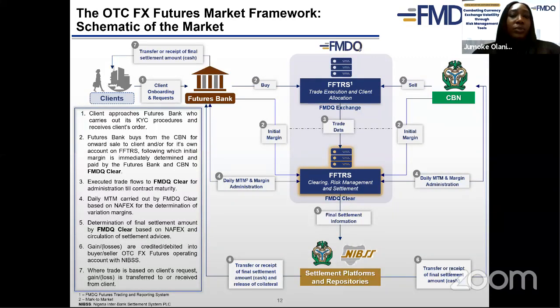When that is done on FFTRS, the transaction flows into the FMDQ Clear system. It's a clearing, risk management and settlement system. It takes the record of the transaction, and therefore values it on a daily basis to see the movements in the risk rate and determine if there's additional obligation required, in the sense of variation margin. When this is done on a daily basis, if the margins drop below the value that has been determined as the maintenance, 75% of initial margin, a margin call is made on the futures bank to top up the margins.